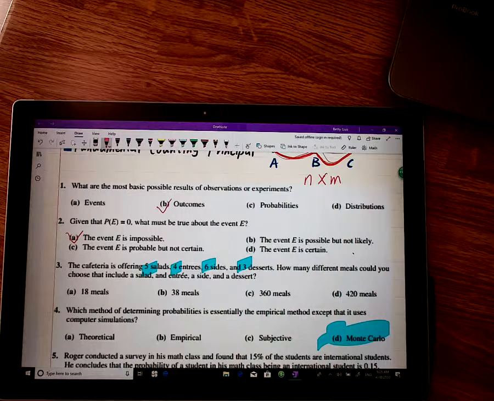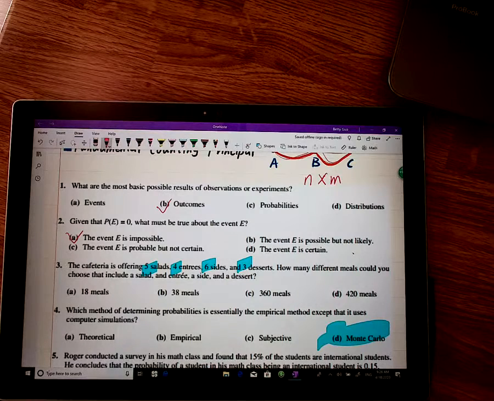Part 1, determine what salad you want. Part 2, determine what kind of entree you want. Part 3, what kind of side do you want? Part 4, what kind of dessert do you want? Do you guys remember the fundamental counting principle? So this task has 4 parts. Your task here is to decide what you eat for dinner, right?